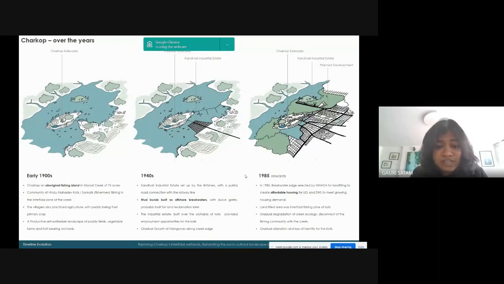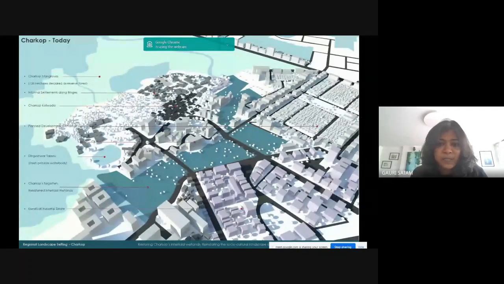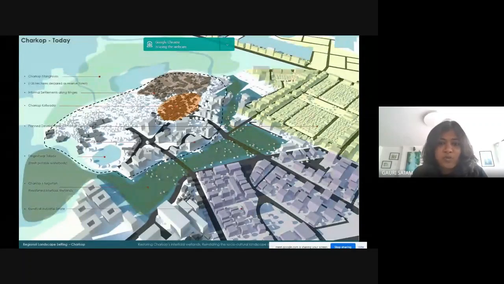island. In the 1940s, it was the British who brought in the Kandivali industrial estate very close to Charkop village, and after establishing the industrial estate, they also made bund walls as offshore breakwaters with sluice gates, probably with an idea of further land reclamation. In 1985, with the growing housing demands of the city, MHADA came up with an affordable housing project by landfilling these breakwaters. So today, Charkop is somewhat on these lines, where this is the boundary of Charkop Gao, which once existed, with the Charkop Koliwada, which is now strangulated and alienated in itself.